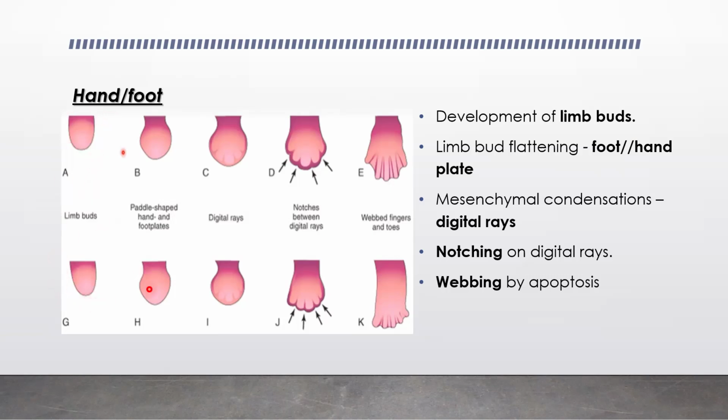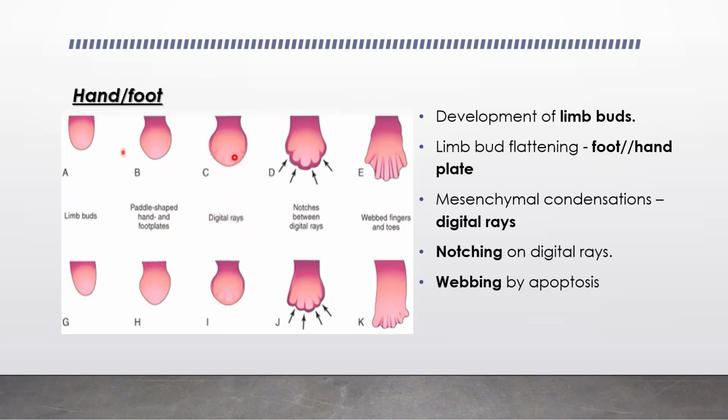So what will happen is that we'll have limb bud flattening. The limb bud will flatten to form the foot or hand plate. So this is the foot plate, this is the hand plate, the paddle-shaped hand and foot plates. And what will happen is that we'll have mesenchymal condensation. The mesenchyme will condense to form 5 digits. So mesenchymal condensation will give you the digital rays.